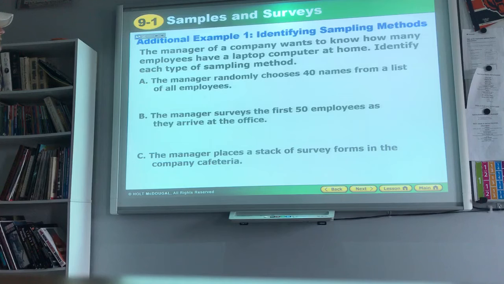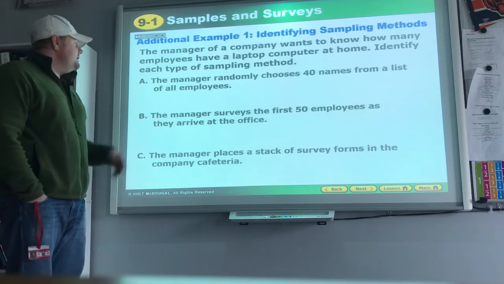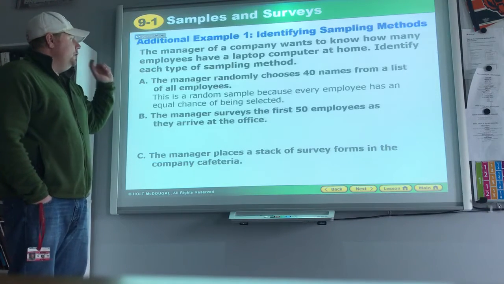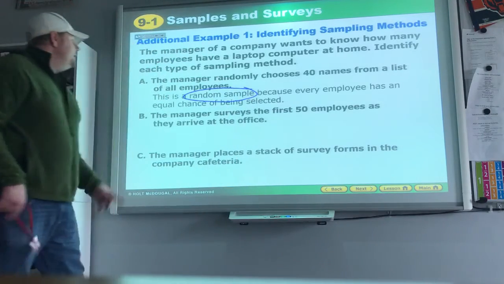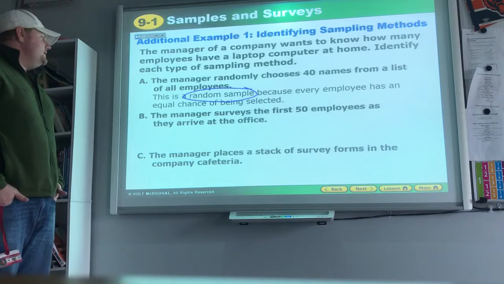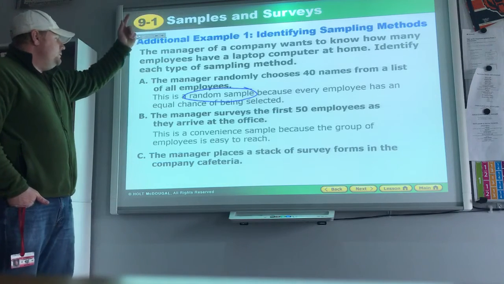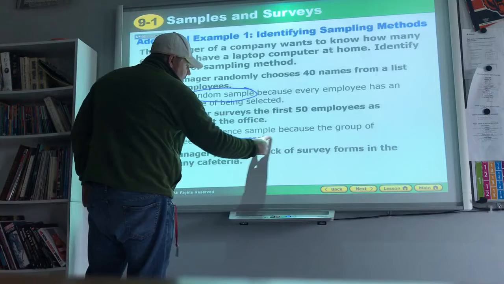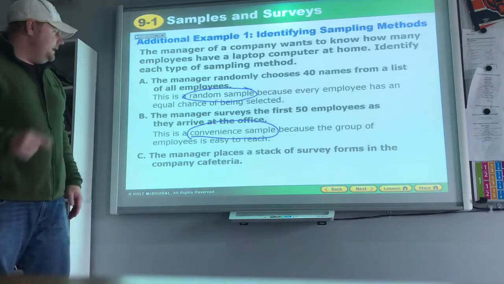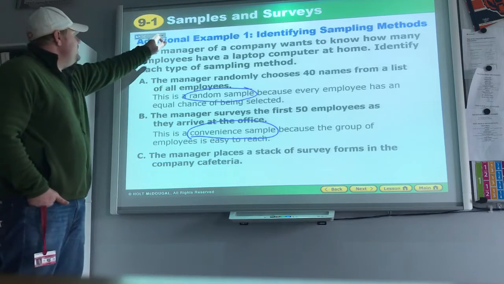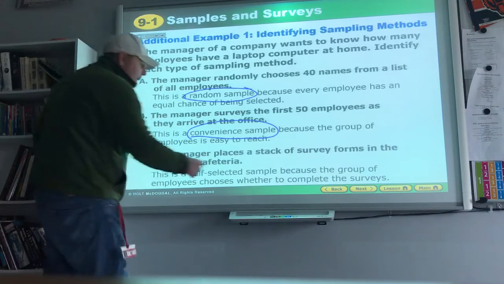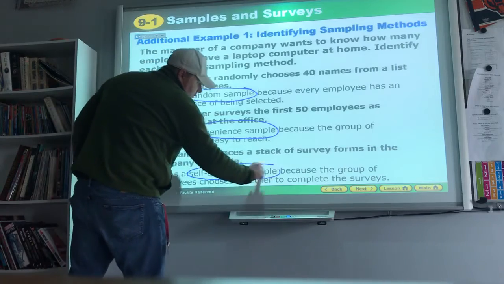The manager of a company wants to know how many employees have a laptop computer at home. Identify each type of sampling method. The manager randomly chooses names from a list of all employees. There's going to be your random sample. The manager surveys the first 50 employees as they arrive at the office. This would be a convenience sample because he got to his 50 right away and he's done. The manager places a stack of survey forms in the company cafeteria. This would be your self-selected because if they wanted to, they could fill them out.